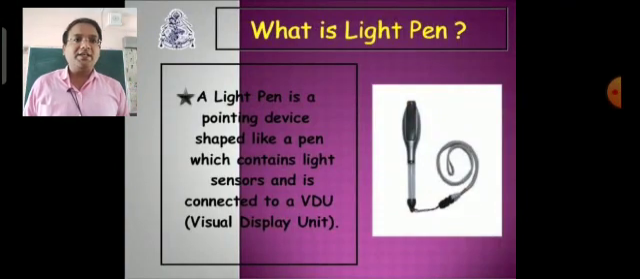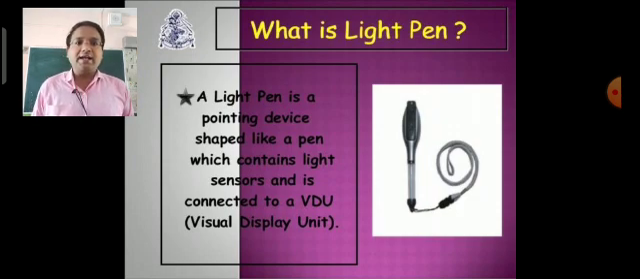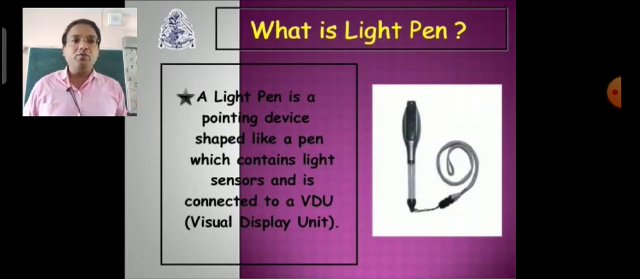Now next, what is a light pen? A light pen is a pointing device shaped like a pen which contains sensors and is connected to a visual display unit. Video display is also called monitor screen.